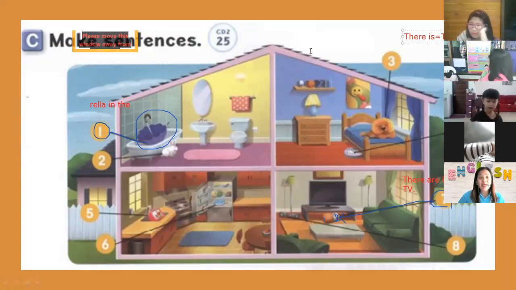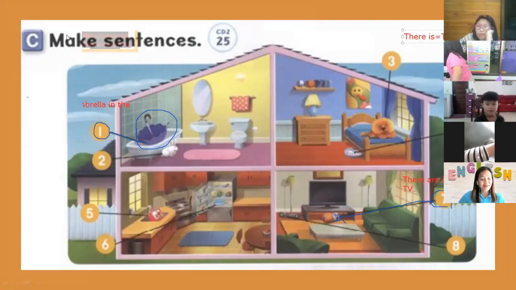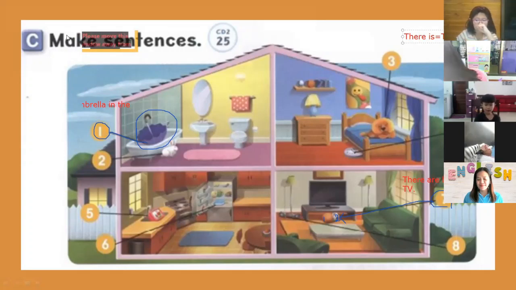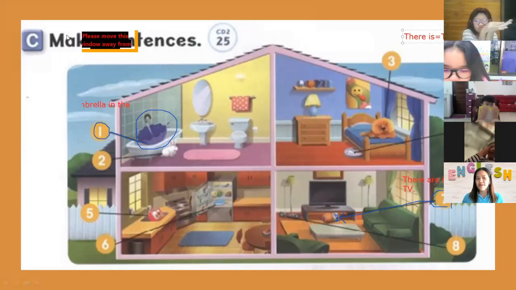We have to clap our hands for Teacher Patch. Are you ready? Yes. When you hear her voice. Not yet coming. Not yet, okay. 5, 4, 3.